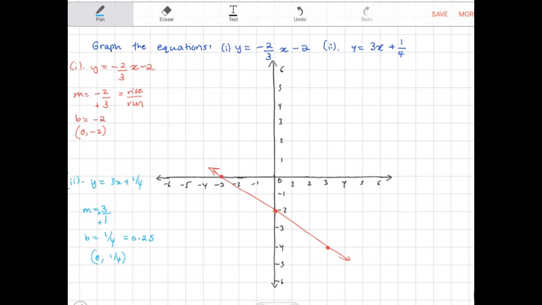So I'm going to plot the y-intercept first. So (0, 1 over 4) is approximately, let's say it's here. Okay, so it's 0.25. Now this is a little bit trickier because we have a decimal involved. We can see that the slope here is 1 to the right and then 3 up. So we're going to go 1 to the right and 3 up. If I go 3 up, the idea here is that I'm going to add 3 to 0.25. So it's going to end up at 3.25.